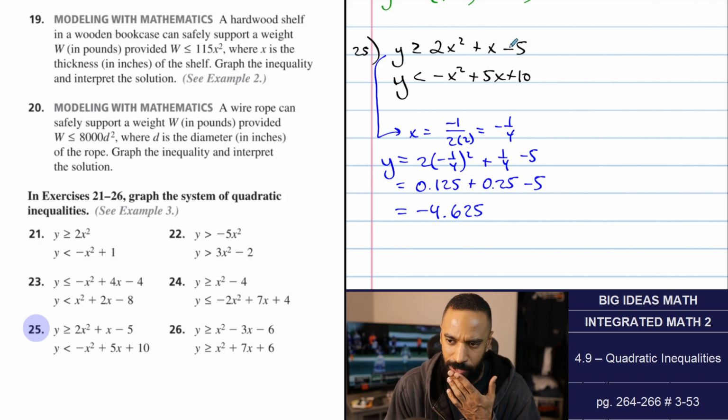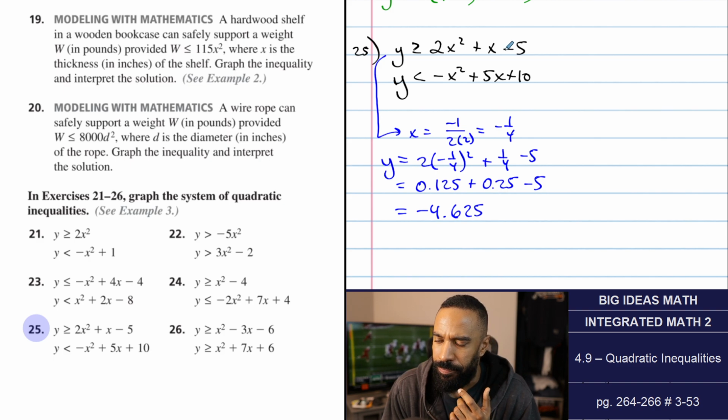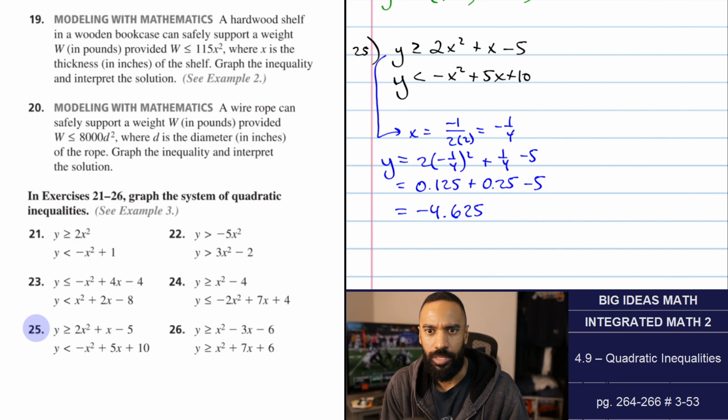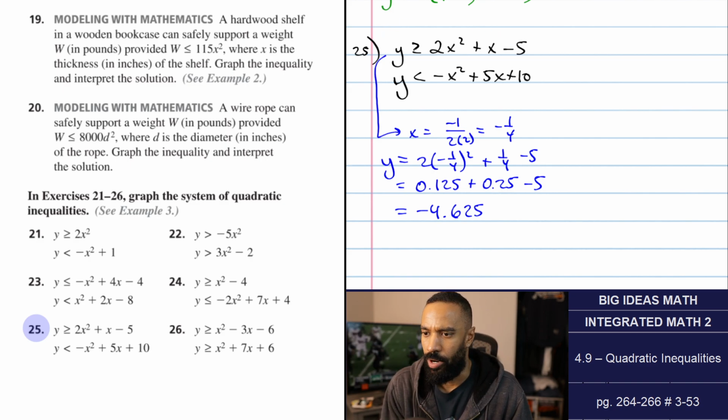No, hold on a second. Then that's not right. How could the y-intercept be negative 5 and that not be lower? Let me check what I did wrong there.